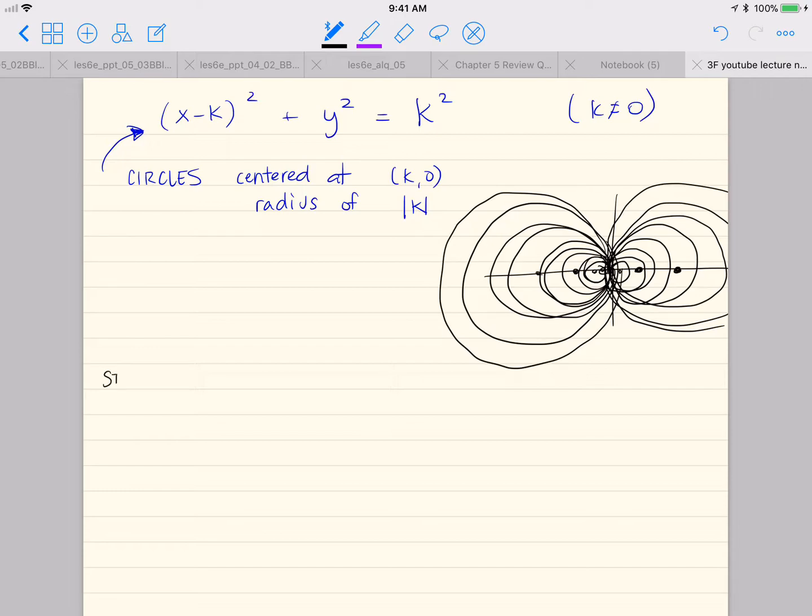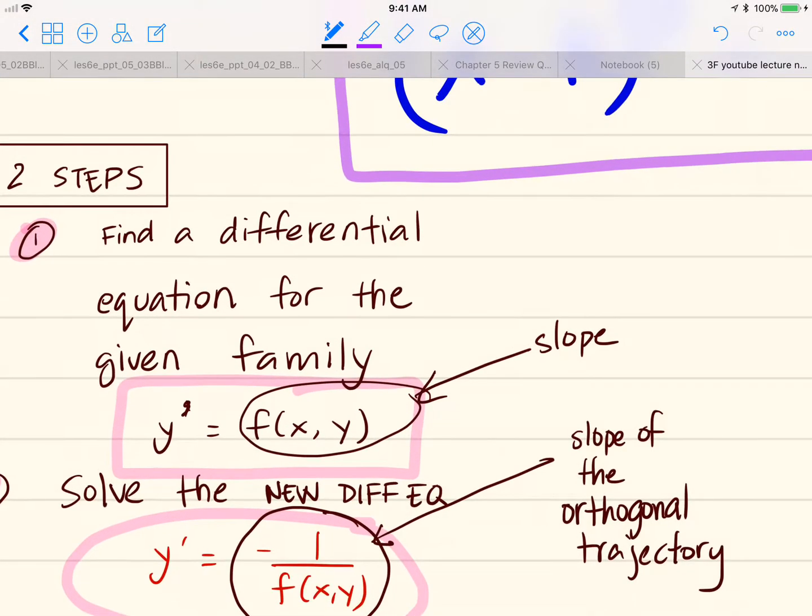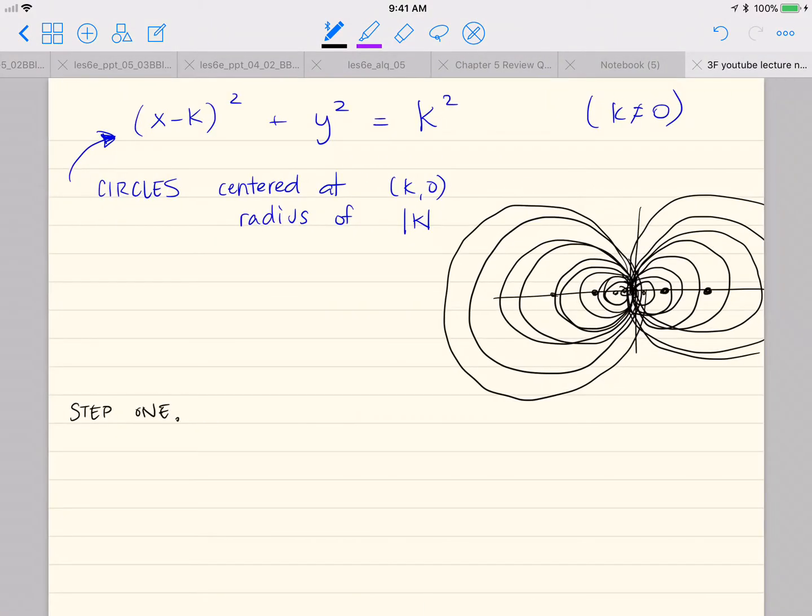So step 1 is to find our differential equation. Right, so here we go. Find a differential equation for the given family, and we need to get it to be y prime equals f of x, y. And how we're going to do that, again, is we start by taking the derivative of the equation for our curves. So we've got (x minus k) squared plus y squared equals k squared. Here's the thing. Every time, you're going to have to worry about implicit differentiation.